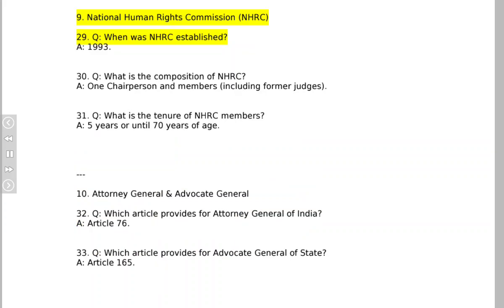9. National Human Rights Commission, NHRC. 29. Q. When was NHRC established? A. 1993. 30. Q. What is the composition of NHRC? A. 1 chairperson and members including former judges. 31. Q. What is the tenure of NHRC members? A. 5 years or until 70 years of age.